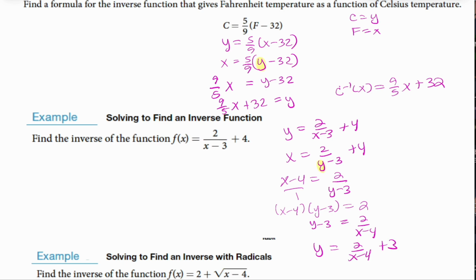Now, the original function notation was f of x, so where this is sitting right here, the last step is to put in the function notation. So f inverse is 2 over x minus 4 plus 3.